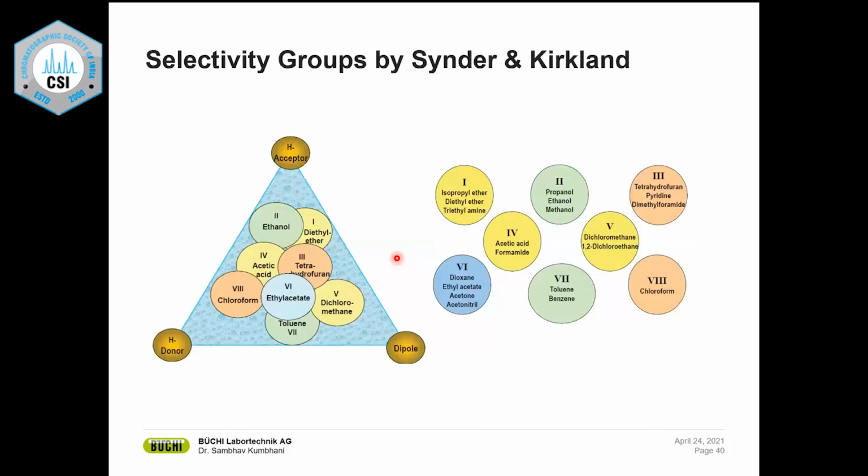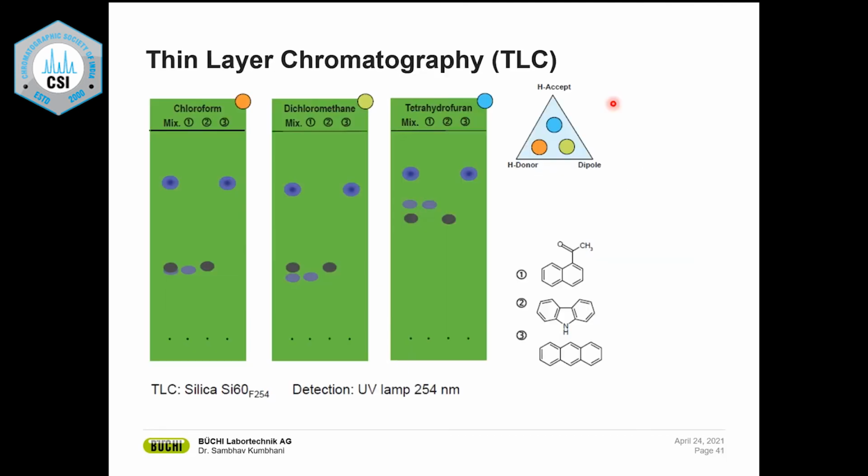Coming to selectivity based on mobile phase, this is the Snyder and Kirkland triangle. Most of you must be aware of this, and you have proton donor, proton acceptor, and dipole ends of the triangle, and these are different groups of solvent that you can use to select the ideal solvent for your separation. I can give that example using this TLC of this compound. This is the compound, a three-component mixture, and while separating, if you use only chloroform, which is a very proton donating solvent, then these two compounds didn't really separate well.